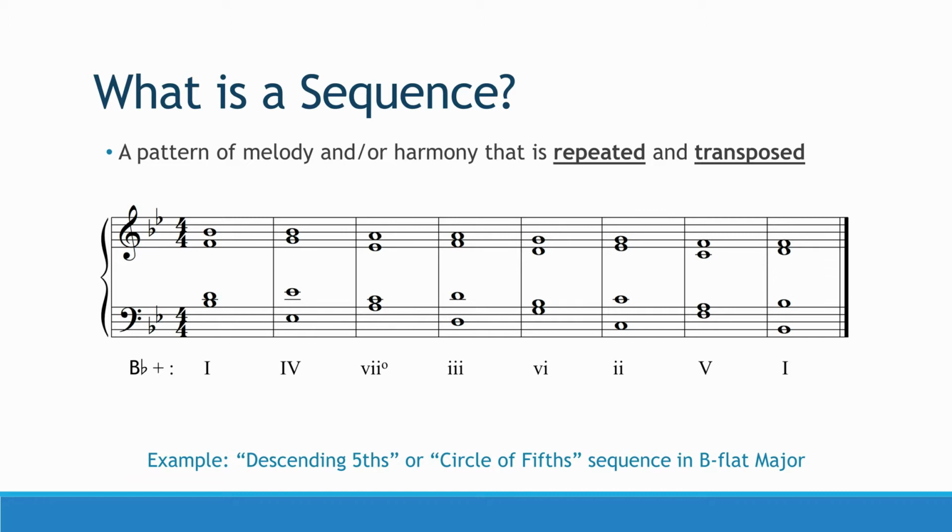This is a really typical example of a sequence that you would have studied last year in Music 191. This is called the descending fifth sequence or the circle of fifths sequence, depending what textbook you're looking at. And this is in the key of B flat major at present. Let's have a listen to this.